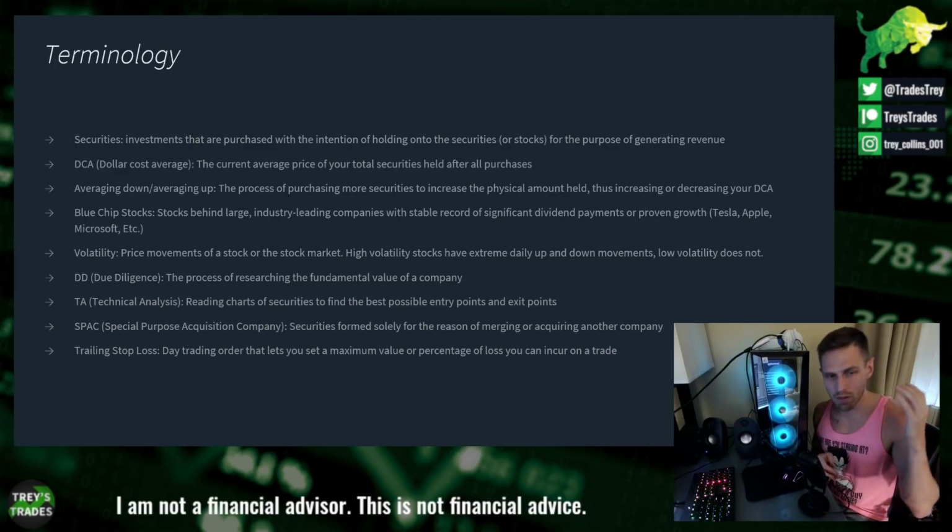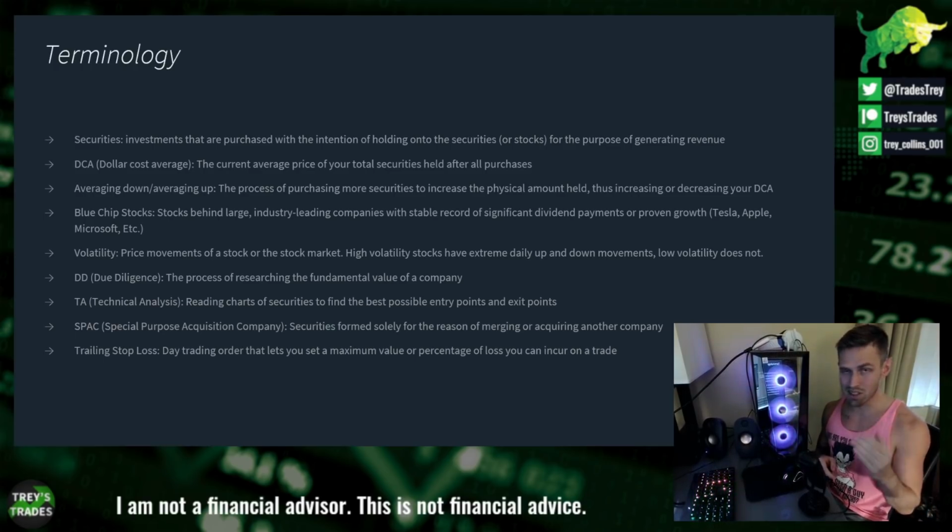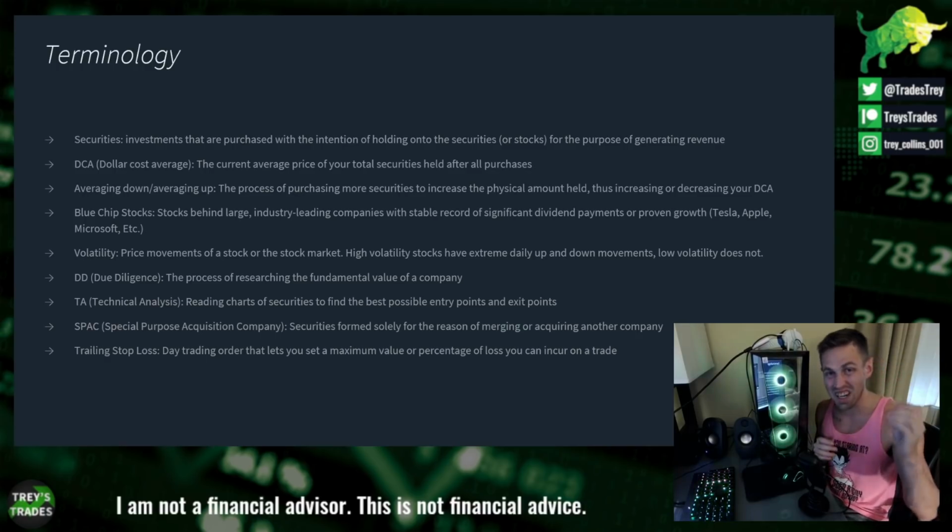Volatility. These are price movements of a stock or the stock market. High volatility has extremely high daily up and down movements. Low volatility does not. So low volatility stocks typically are going to be those blue chip stocks, right? The long-term stocks that have proven growth, because the volatility won't be there because everybody's going to continue to hold their long-term stocks. Highly volatile stocks might come with short-term or mid-term investments. So keep that in the back of your mind. Occasionally you'll get that with long-term stocks, but not very often.